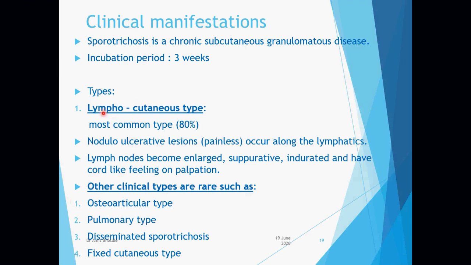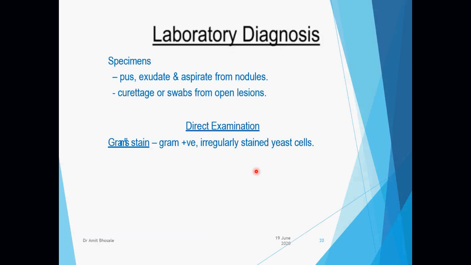So the most common type, which you have to remember, is the lymphocutaneous type, which accounts for 80%, and produces skin lesions, painless ulcers along the lymphatics. Also there are swellings and enlarged lymph nodes, which become suppurative, indurated, and cord-like.